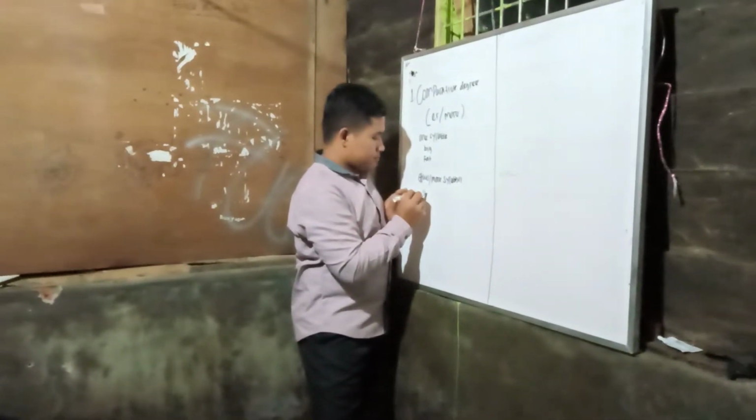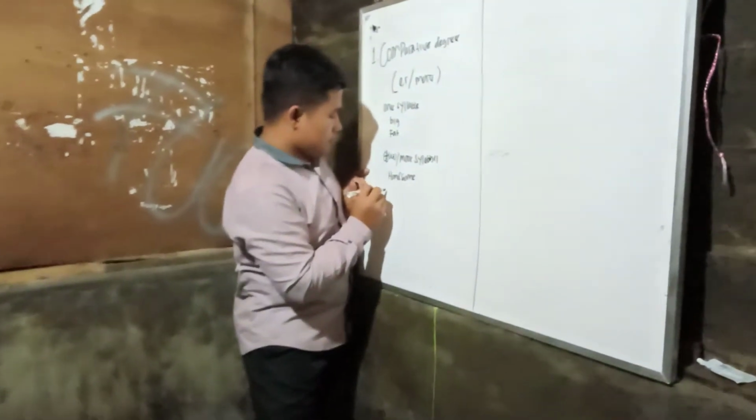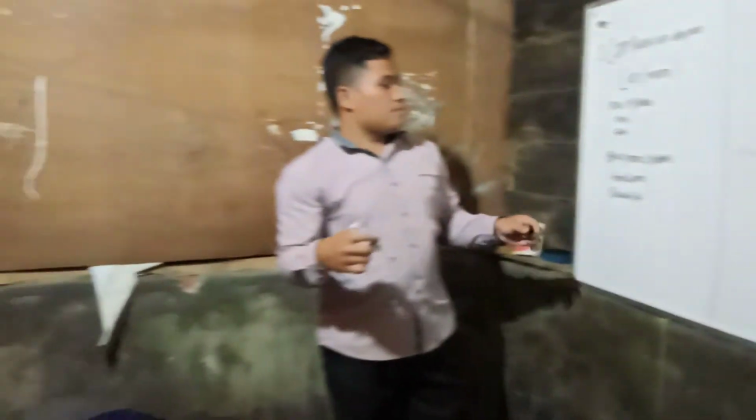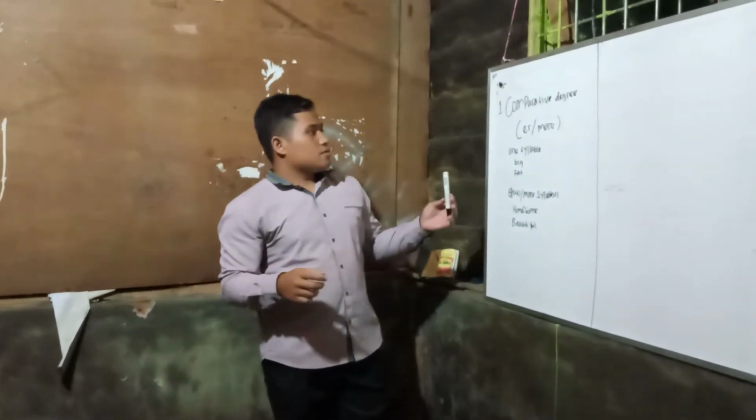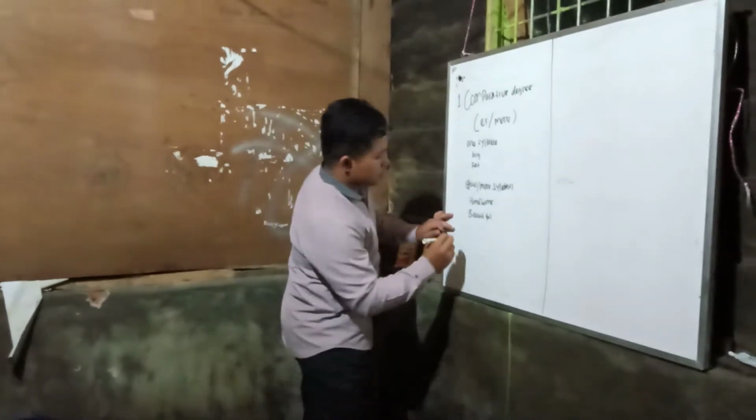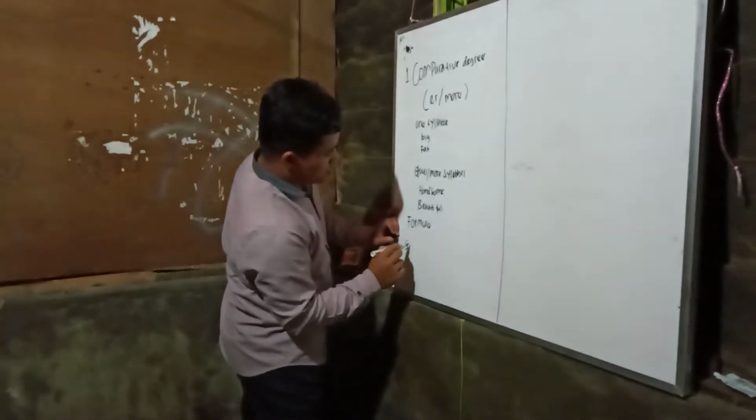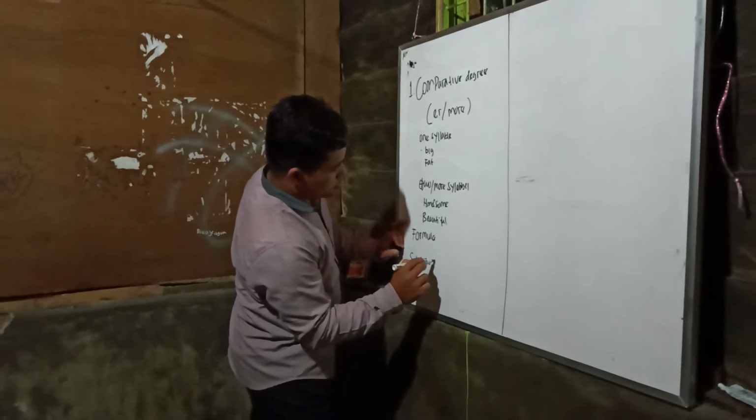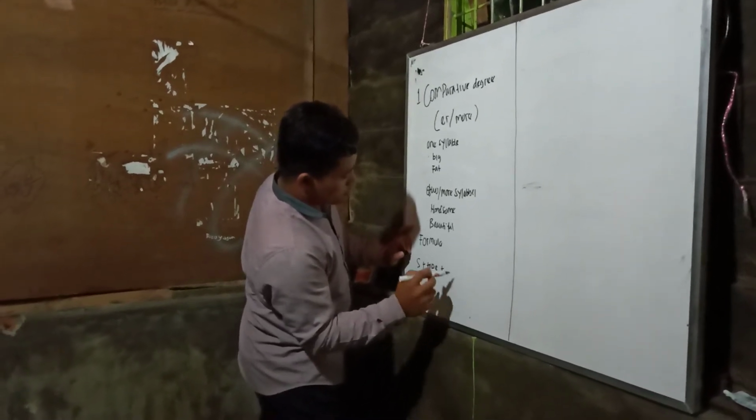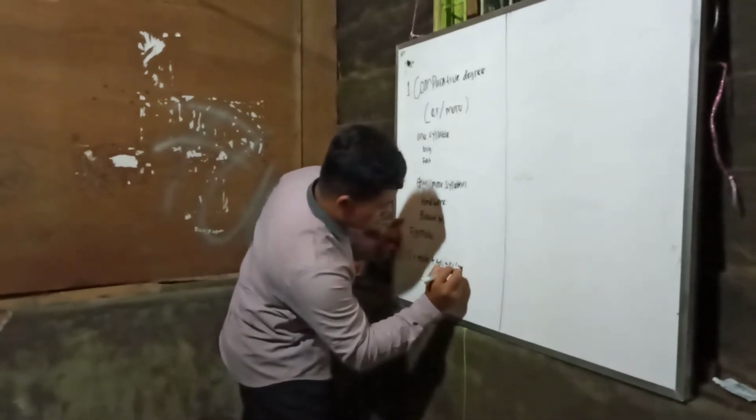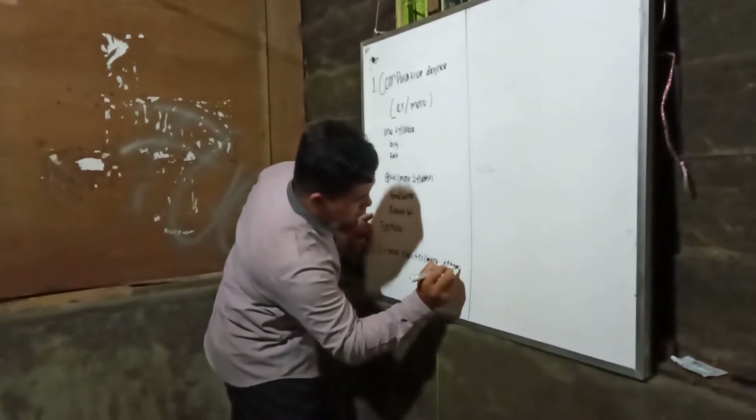Example is handsome, beautiful. Okay, only two and many others. How is the formula? Formula is subject plus to be plus adjective plus -er or more plus than plus complement. Okay, is this clear? Yes, sir.